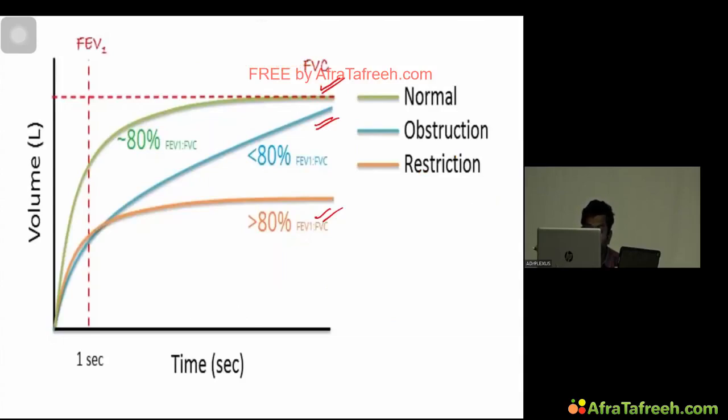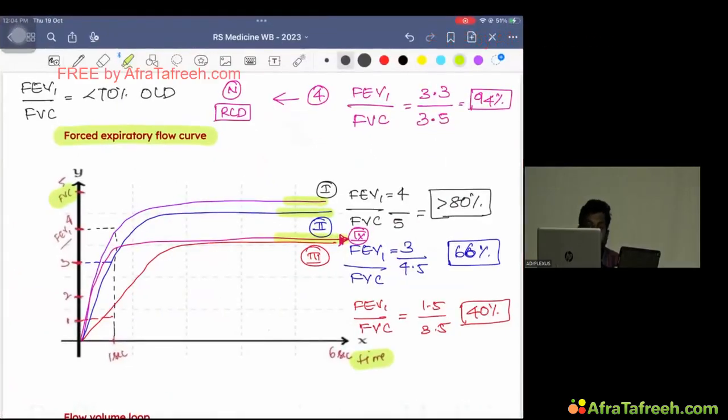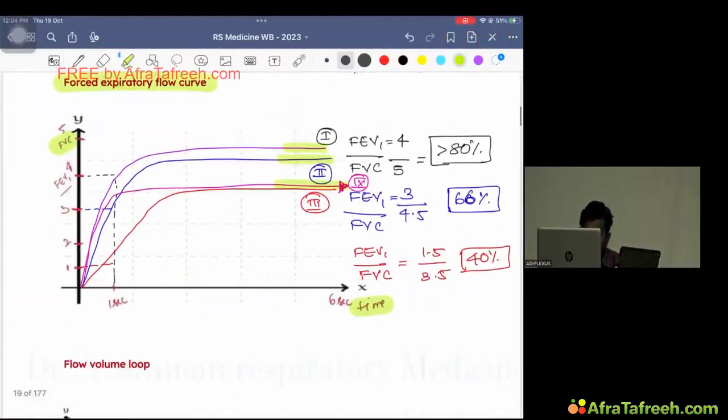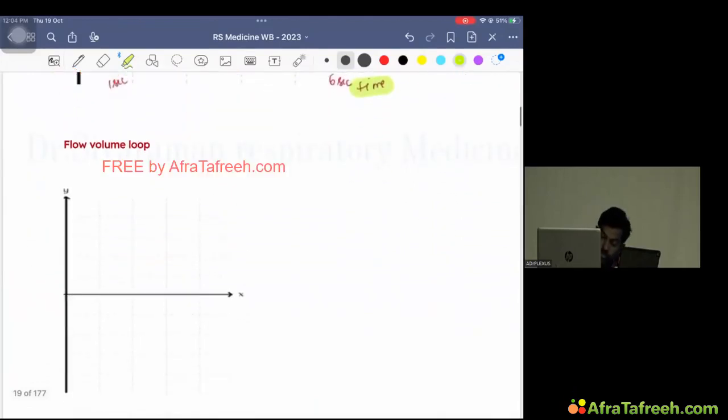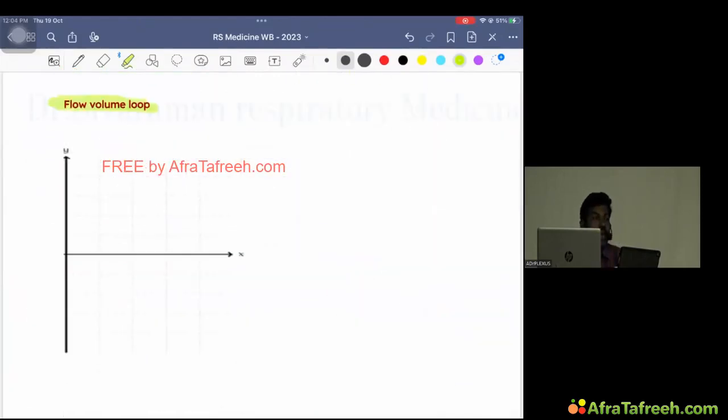Okay, so this is very important, and this is called your post expiratory flow curve. Very important thing. Okay, next we come to the flow volume loop. Flow volume loop. Okay, how this flow volume loop is very important.